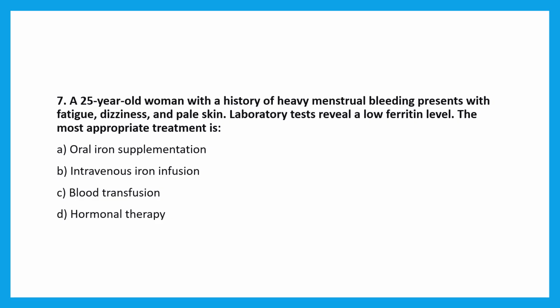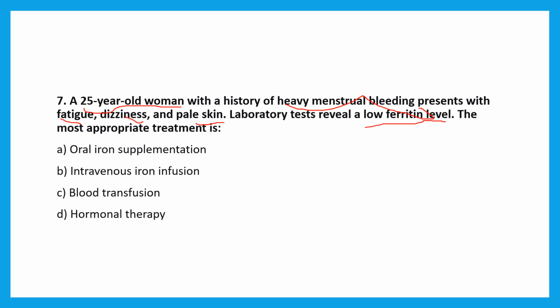A. Oral iron supplementation. B. Intravenous iron infusion. C. Blood transfusion. D. Hormonal therapy. Look at this. We are dealing with a 25-year-old woman. These three: heavy menstrual bleeding and signs, pale skin, dizziness, and fatigue. Laboratory tests: a low ferritin level.